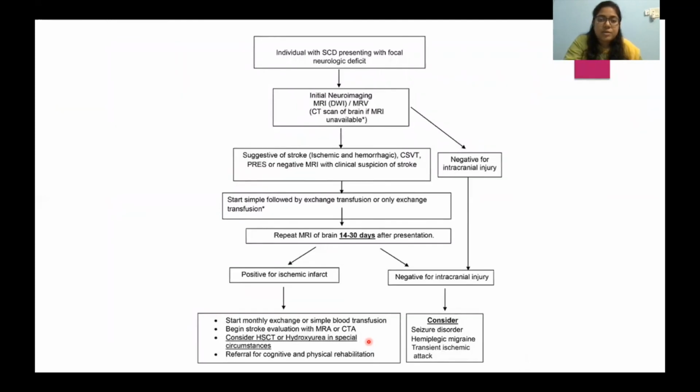Now, what other considerations can be made? Mostly for reducing the sickling, you can also give hydroxyurea, and obviously a definitive treatment in all these patients will be to do a bone marrow transplant.